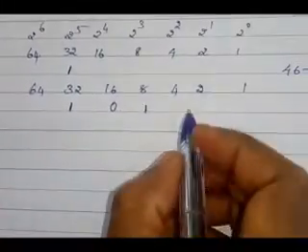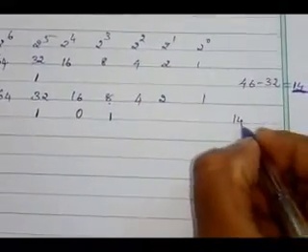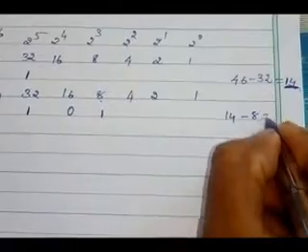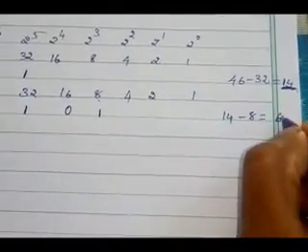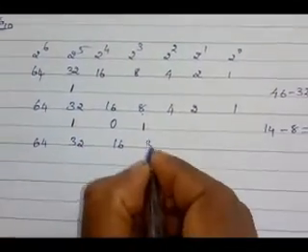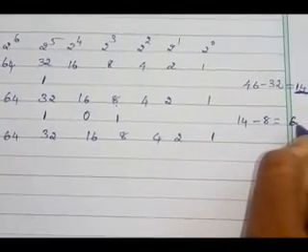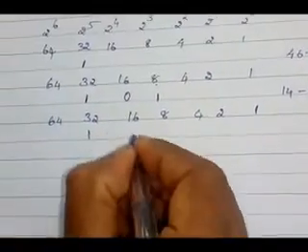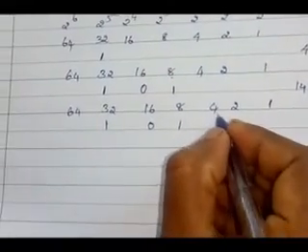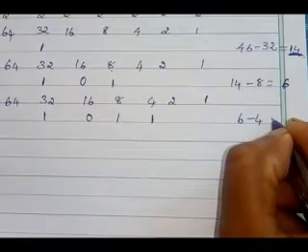Did you understand? Now our number is 14 minus this 8. What is the answer? 14 minus 8, 6. Once again write like this: 64, 32, 16, 8, 4, 2, 1. Now we have to see the highest one less than 6. Which is that? Which is the highest one? 4. So set 1 here. Now you have to subtract it. This 6 minus this 4. What is the answer? 2.